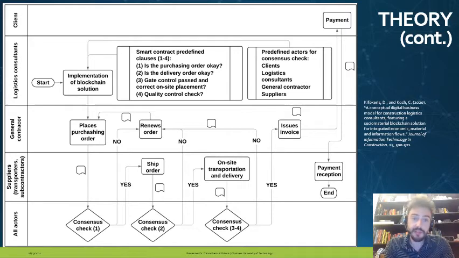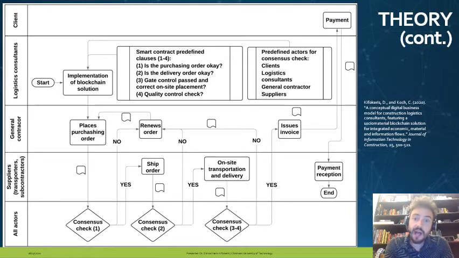These four particular clauses are whether the purchasing order is okay, whether the delivery order is okay, whether the gate control has been passed and there has been a correct on-site placement of the incoming goods, and finally whether the quality control check of this incoming goods has passed as well.